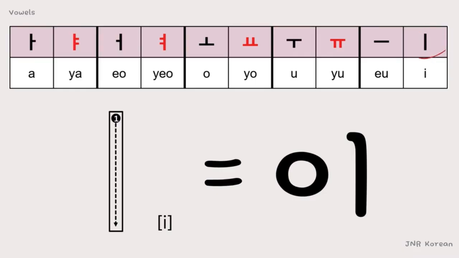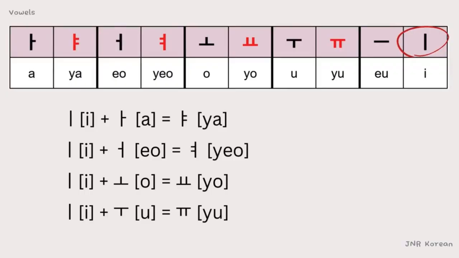The last vowel, E, is very useful. Combine it with the vowels a, o, u to create the vowels ya, yo, yu. E plus a makes ya, E plus o makes yo, E plus u makes yu.